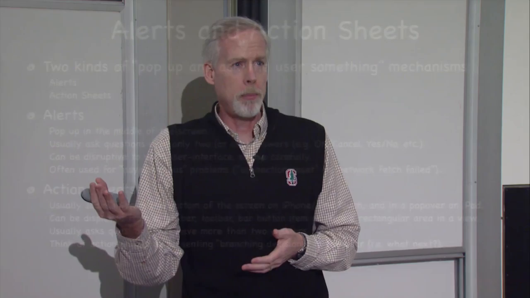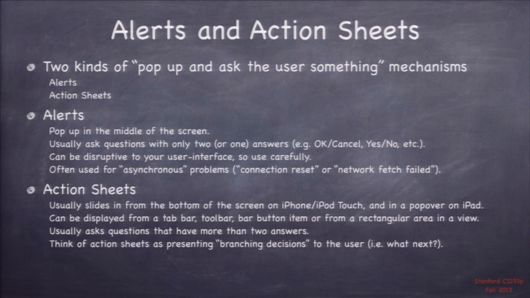Action sheets slide up from the bottom on the iPhone. They usually appear in a popover on the iPad. They are for really branching decisions. So the user wants to do something next, but they need to tell you something so you can decide which way to go, okay? So that's what action sheets are for. And again, they're modal. They stop everything until the person answers the question of what's in the action sheet. So make sure that's really the UI you want, as opposed to just having buttons in your UI that push different view controllers. That's another way to do branching decisions as well. And we'll see action sheets; I'll be demoing those on Wednesday, okay?